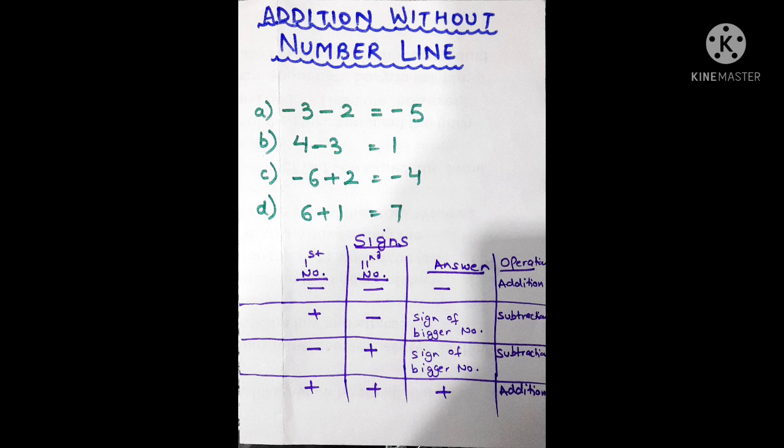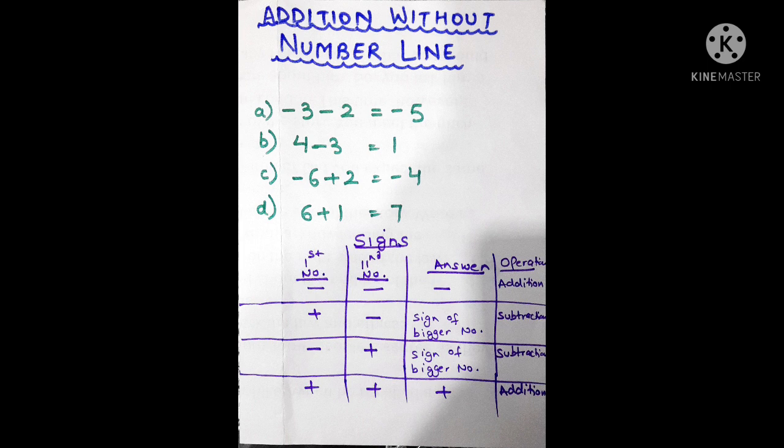In the last example we have taken 6 plus 1. Here both the numbers are positive numbers. So we add both the numbers. 6 plus 1 equals 7, and both the numbers are plus, so we put a positive sign in front of the answer.